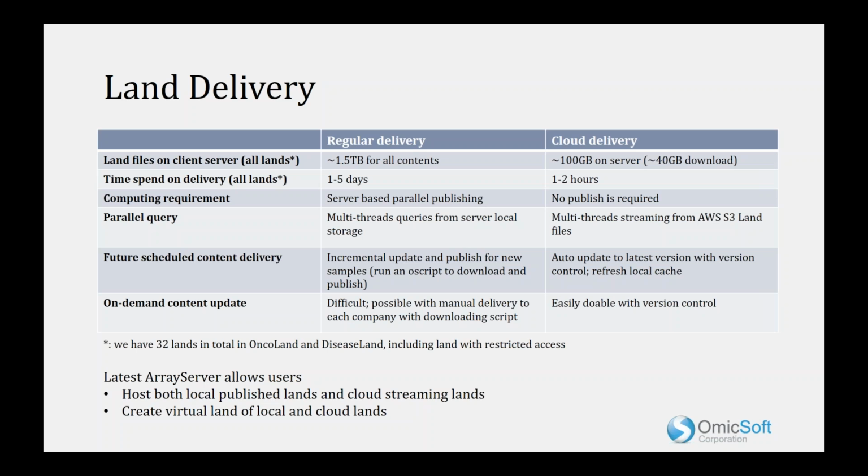So the ArrayServer has been improved so that it can host both local published Land and cloud streaming Land at the same time. And just like analysis, you can have local server analysis and also cloud analysis, and also the same data object in the same project. And you can still create a virtual Land, combining your local Land and cloud Land. So nothing has changed in the behavior. You can query the data, and also combine data. You're still building your internal data as an internal Land and combining it with the public data streaming from Amazon Cloud.